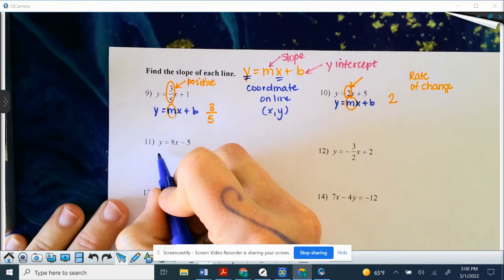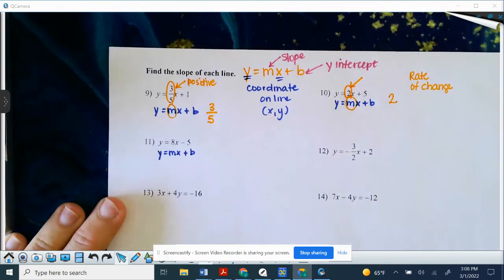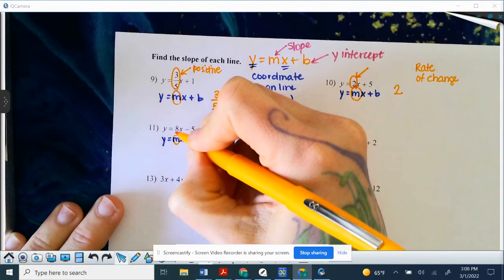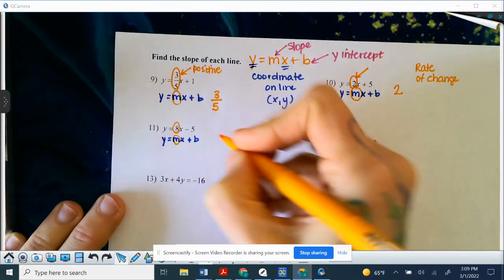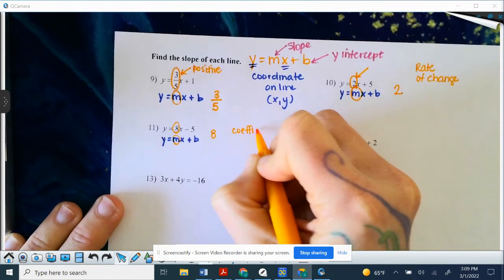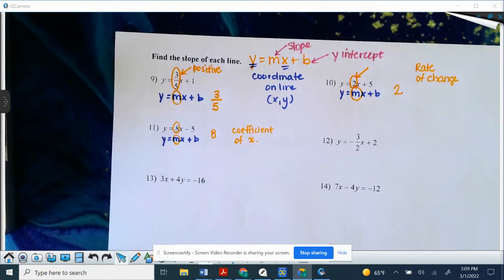So y equals mx plus b for number 11. We're looking for our m value for slope, and our m value, or our coefficient of x, is going to be 8. Coefficient of x is another verbiage where they're asking you for the same number in this equation.